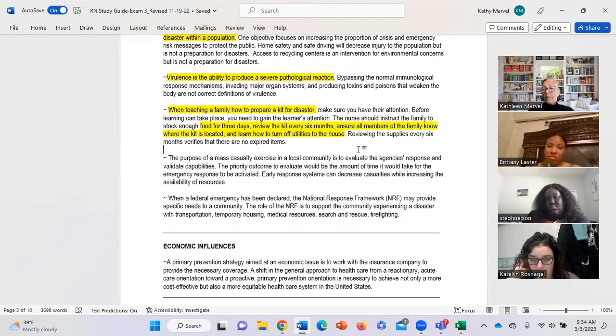Why do we review the kit every 6 months? So you don't get sick by eating bad foods. Right. Make sure there are no expired items.